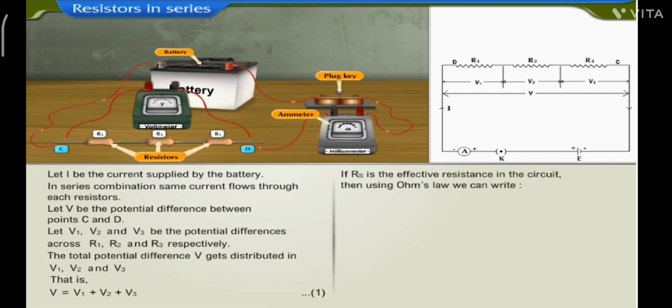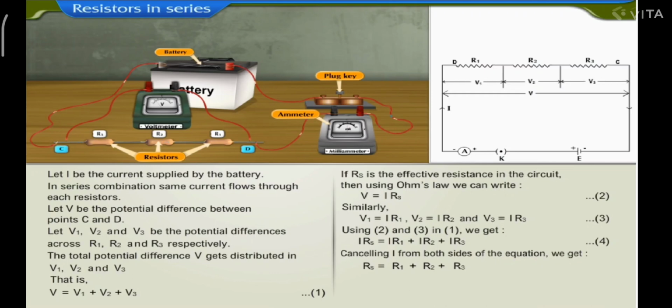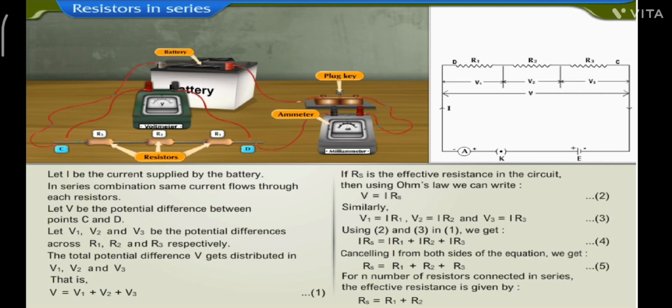If Rs is the effective resistance in the circuit, then using Ohm's law, we can write V is equal to I Rs. (2) Similarly, V1 is equal to I R1, V2 is equal to I R2 and V3 is equal to I R3. (3) Using 2 and 3 in 1, we have I Rs is equal to I R1 plus I R2 plus I R3. (4) Therefore, Rs is equal to R1 plus R2 plus R3. (5) For n number of resistors connected in series, Rs is equal to R1 plus R2 plus R3 plus R4 plus up to plus Rn. This is the expression for effective resistance if resistors are connected in series.